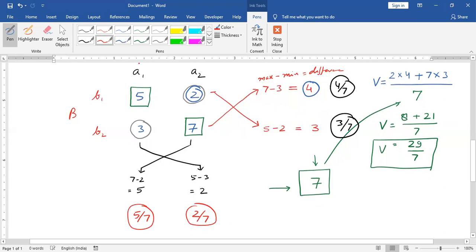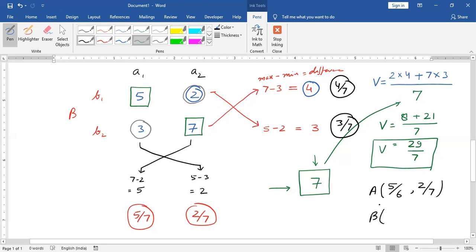And how will you mention it? We are going to mention the strategies, and the strategies are for player A. I am talking about player A: in brackets, the value just below A1. The value just below A1 is what? 5 by 7, comma. What about below A2? That is 2 by 7. What about player B?